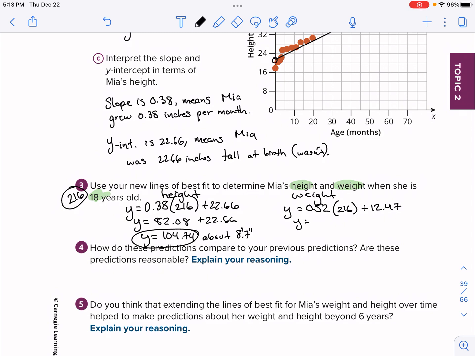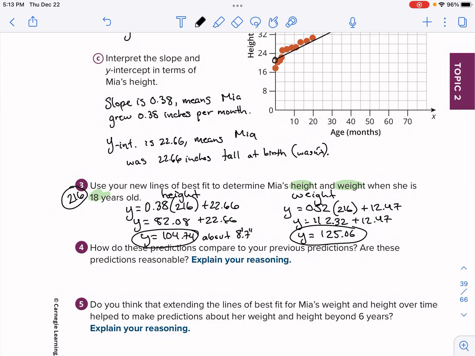That is 5.52 times 216, which is 1192.32 plus 12.74. This is 125.06, and this is in terms of pounds. So at 18 years old, Mia is about 125 pounds.